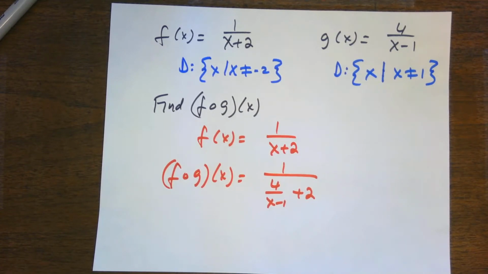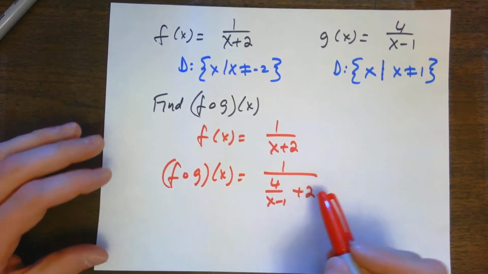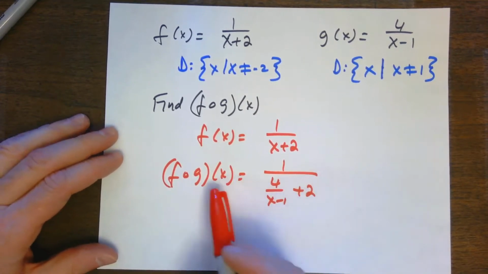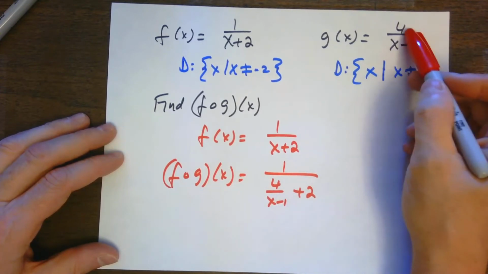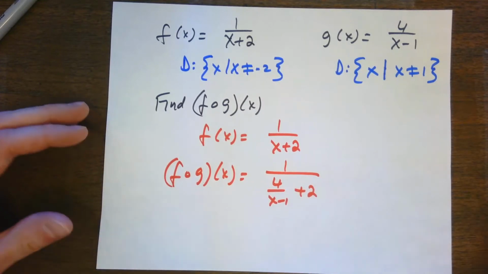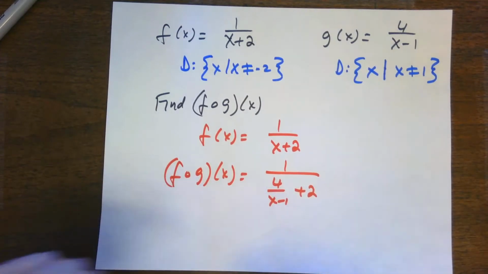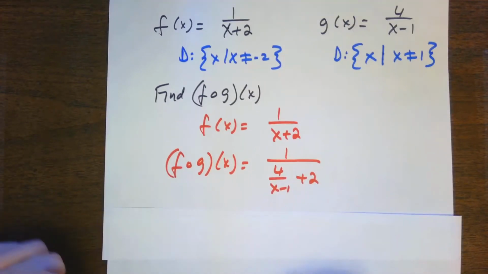And I'm going to need to simplify this here. I can simplify this, get a common denominator, rewrite this, and there's my composition. Again, focus on substituting this in there for that and simplifying this. But really what I want to do is just leave it like that, which is bad form. But I really want to focus on the domain.